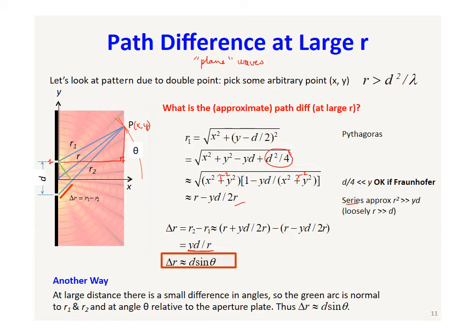And we have y on r. As you can see here, there's y, there's r, is going to be equal to sine of theta, which is the substitution in here. So this expression gives us a way of determining what the path difference is as a function of angle as we travel around.